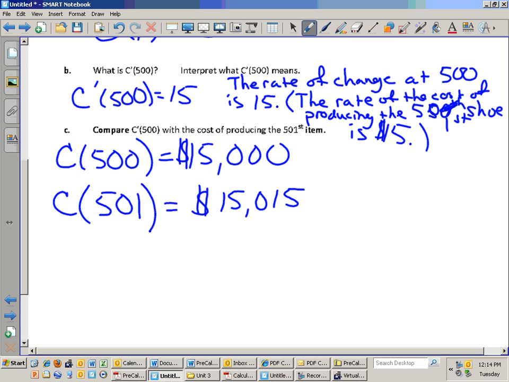So Sammy's question, she says it's looking for C prime. Compare C prime of 500. C prime of 500 was 15. Did the change go up by 15? Yeah, it did. So what we're saying is that the increase for the next item was really close to what we had.